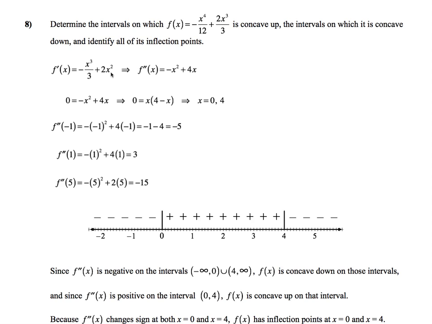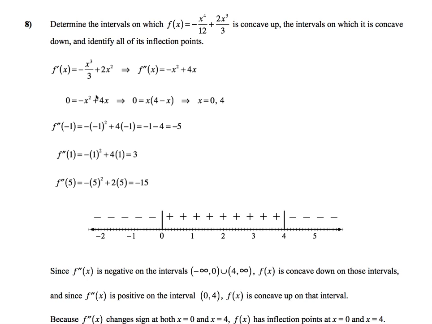Then the second derivative is 3 multiplied around front, canceling with the 3 in the denominator. This negative sign remains, and 3 minus 1 is 2, so this term differentiates to negative x squared. Then 2 multiplied around front times 2 is 4, and 2 minus 1 is 1, so the second term differentiated is 4x.